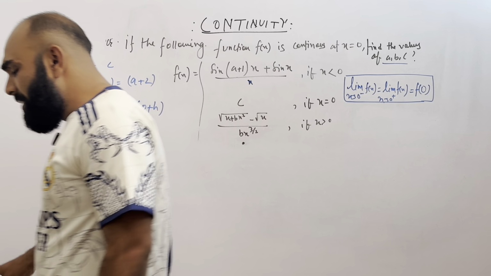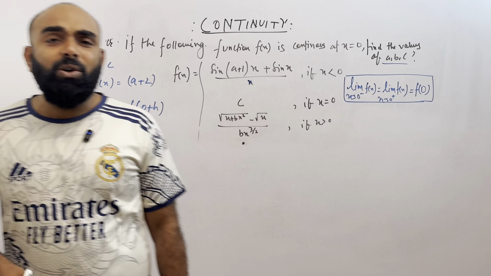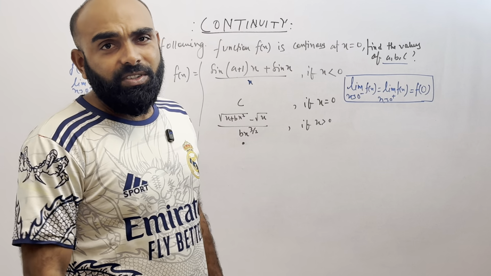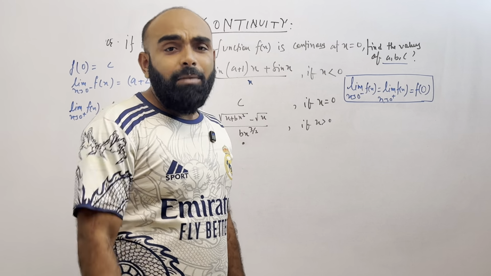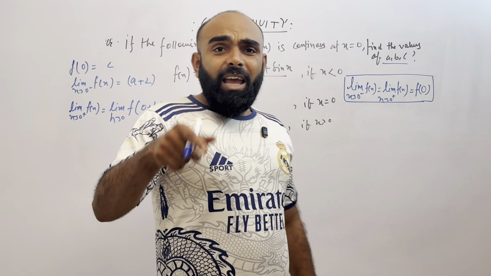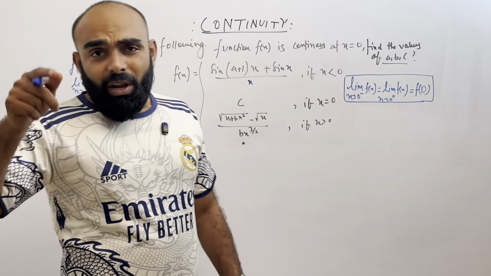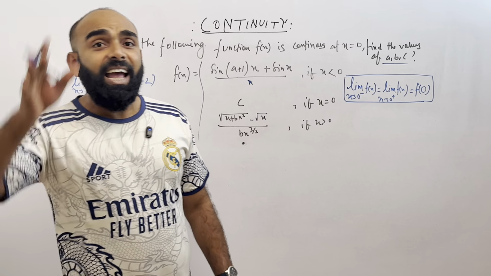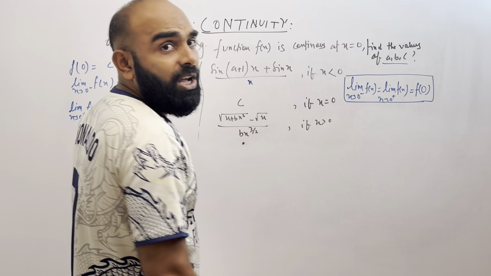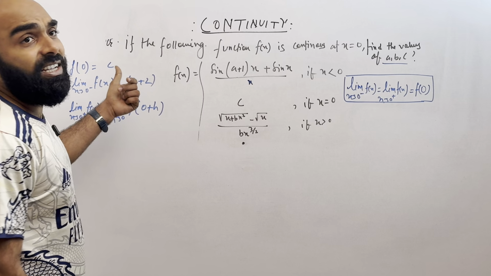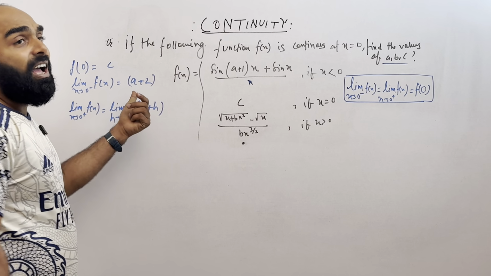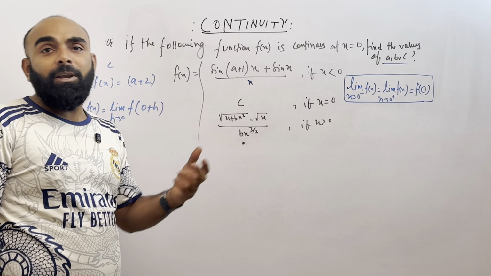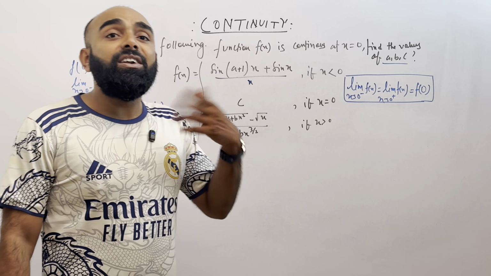If the given function is continuous at x is equal to 0, I have to talk about the condition of continuity: limit x tends to a minus f of x is equal to limit x tends to a plus f of x is equal to f of a, and the point here is 0. So f of 0 is c, limit x tends to 0 minus f of x is a plus 2, meaning the left hand limit is a plus 2. Now we are interested in finding the right hand limit.